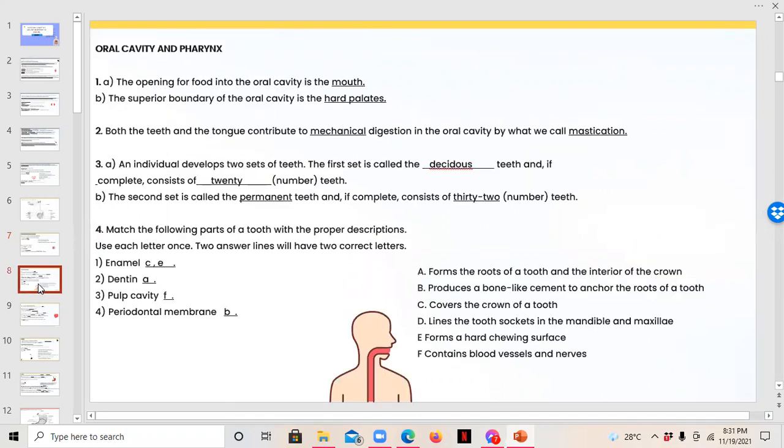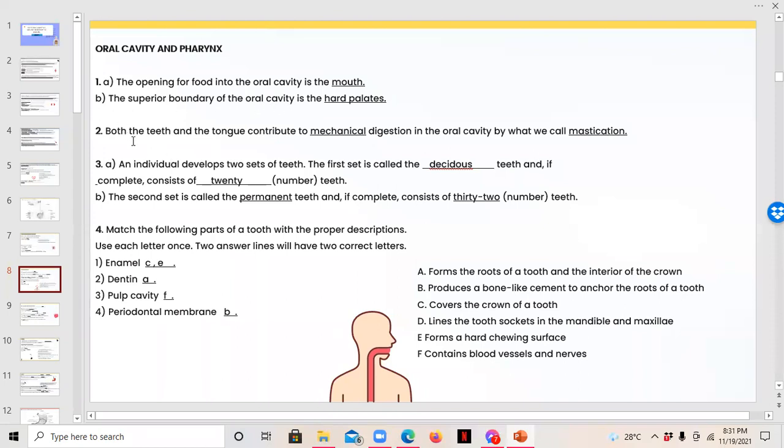Oral cavity and pharynx. The oral cavity and pharynx are anatomic spaces defined by hard and soft tissue structures. The oral cavity, more commonly known as the mouth or buccal cavity, serves as the first portion of the digestive system, and the pharynx or throat is the passageway leading from the mouth and nose to the esophagus and larynx. Number 1. Letter A. The opening for food in the oral cavity is the mouth. Letter B. The superior boundary of the oral cavity is the hard palate.